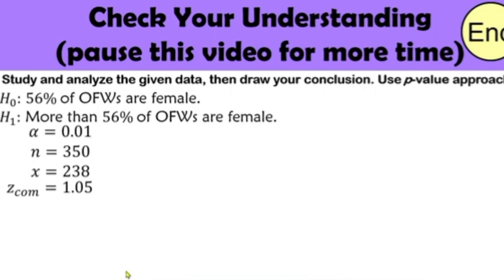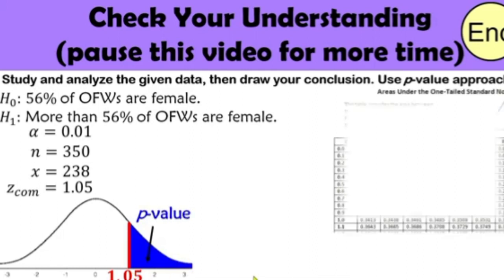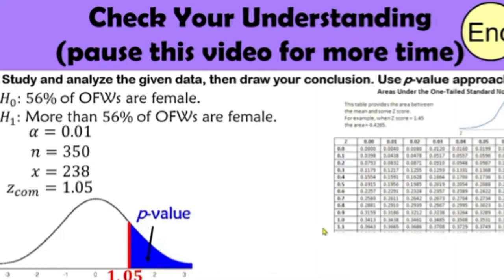So let us plot our computed z-value, 1.05. So somewhere here, let us label that. The more extreme values are on the right of the computed value. Let's have our z-table. 1.05. Here is 1.0 and then 0.05. So the area is 0.3531. This area again is from the mean up to 1.05.